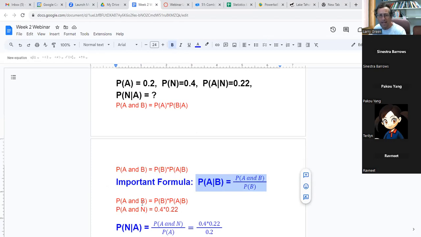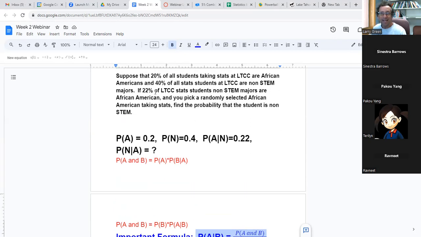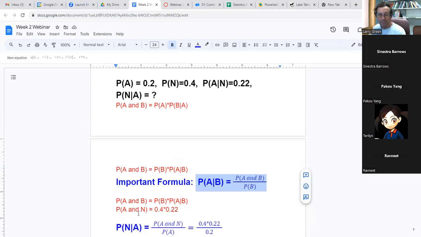Okay, so we know the probability of A and B equals the probability of B times the probability of A given B. So now we can write the probability of A and N, using A for African Americans and N for non-STEM, will be the probability of non-STEM. Non-STEM probability was 0.4, times the probability of African American given non-STEM, and that is 0.22. So the probability of A and N is equal to 0.4 times 0.22.